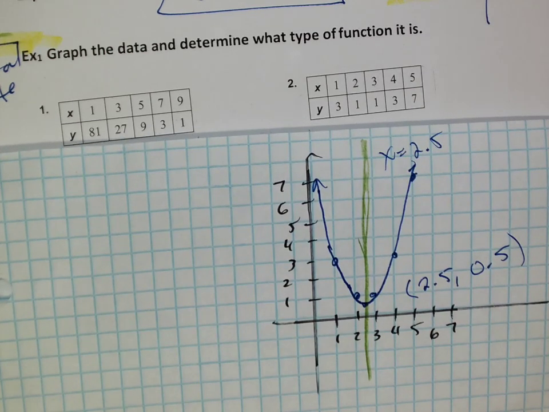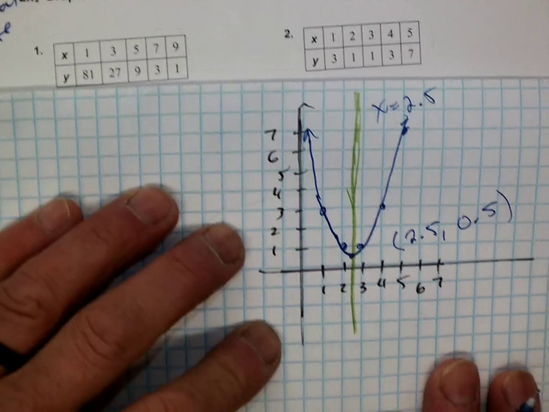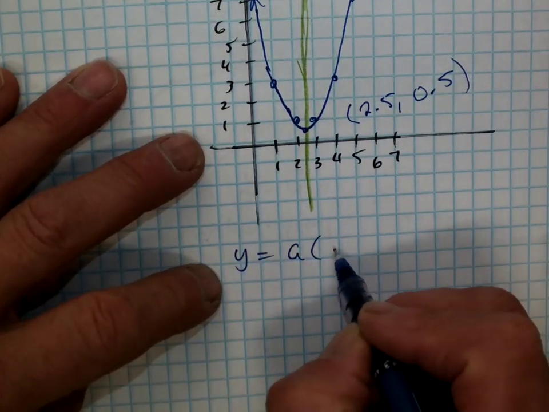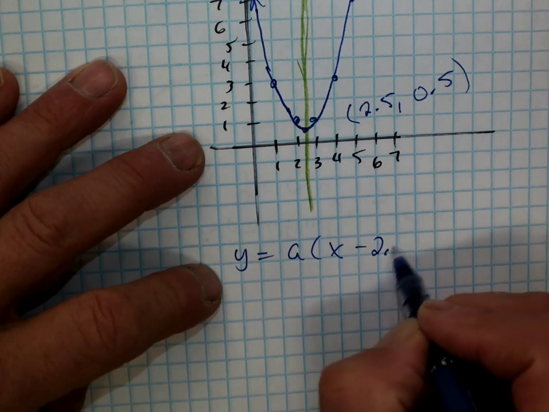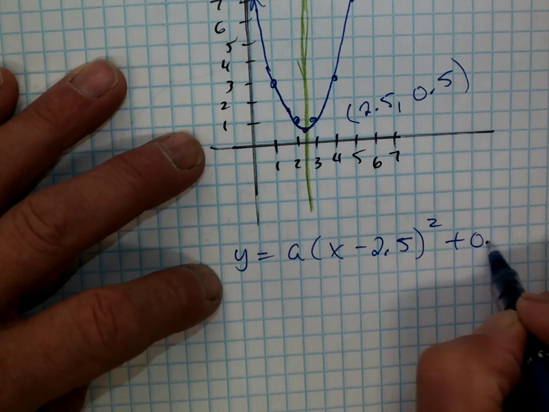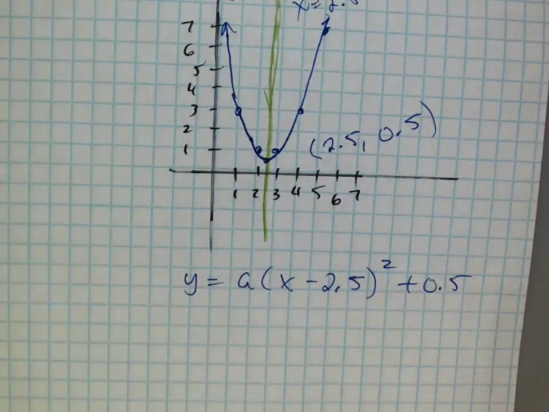And I could come up with an equation like this. This problem we've done before, a problem like this. So how did we do this before? Well, vertex form, right? Okay, vertex form. y equals a times (x minus 2.5) squared plus 0.5. Remember vertex form? Okay, I'll revisit vertex form.